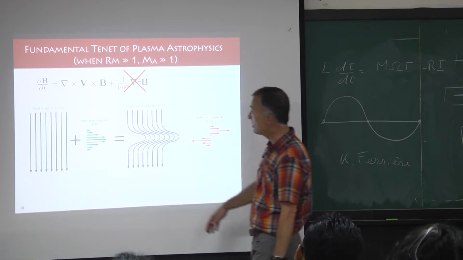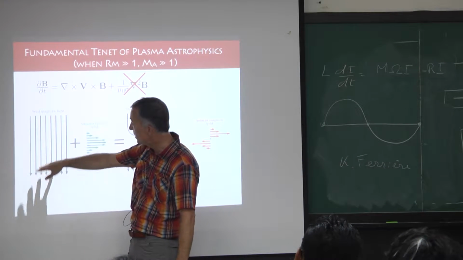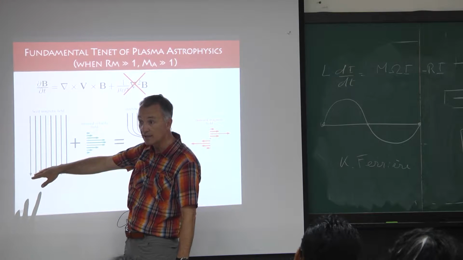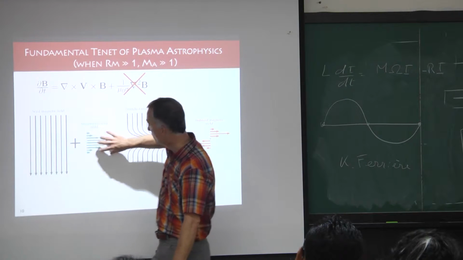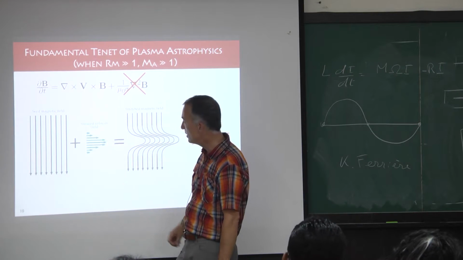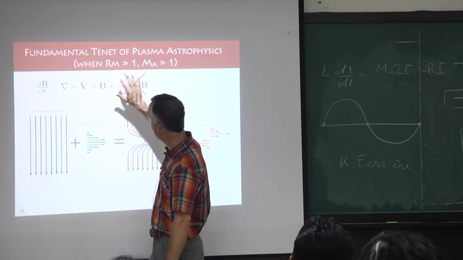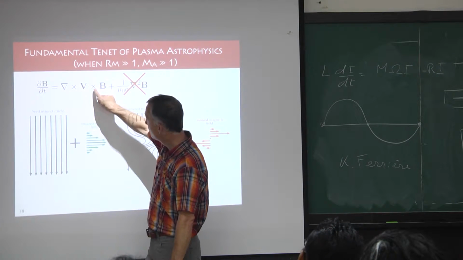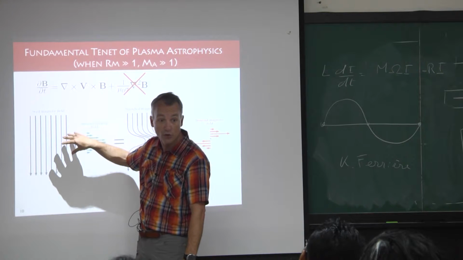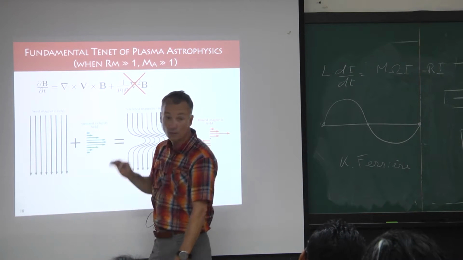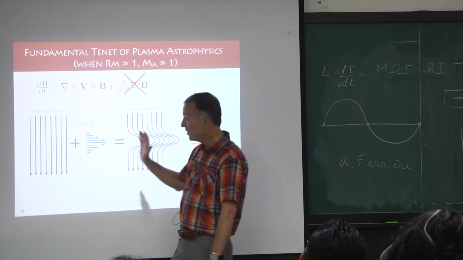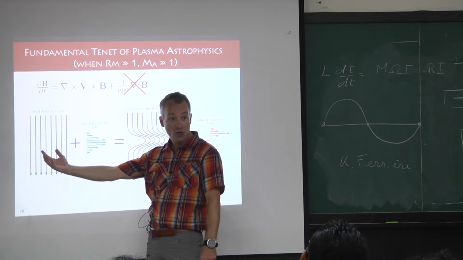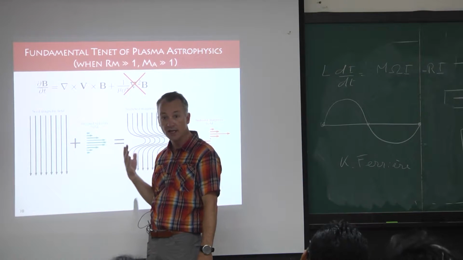So if we start, for example, with some seed fields that are just like this, and we start to move the fluid to the right in this region, we can think about when the magnetic Reynolds number is big, the field lines are frozen into the moving fluid. And because the Lorentz force is small, the field line tension can't pull it back. The inertia is able to carry the field lines with it and stretch the field lines.